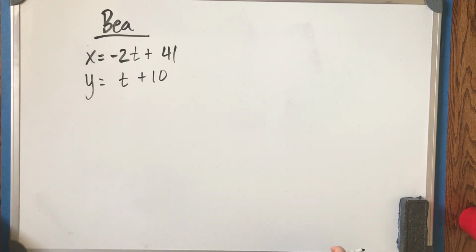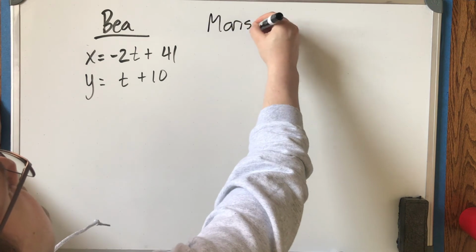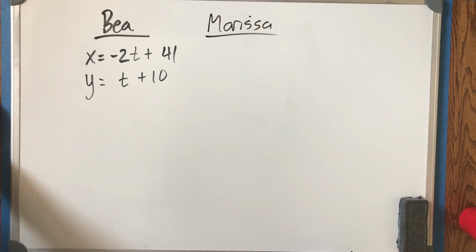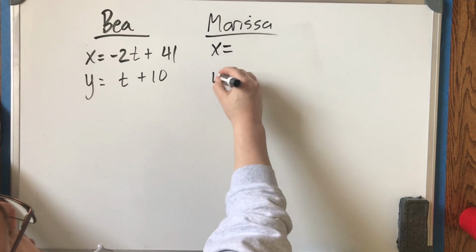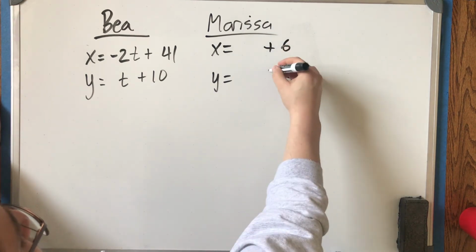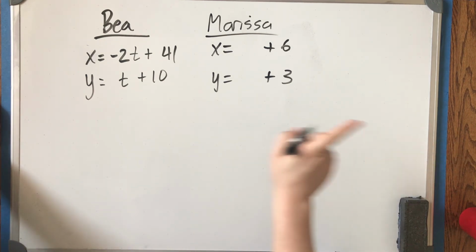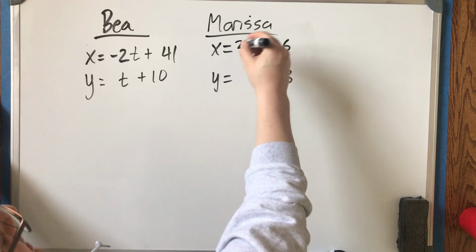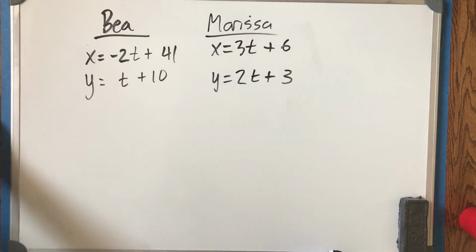Next, let's see, we have Marissa hiding in the bushes. That makes sense, definitely. So Marissa hiding in some bushes at the x and y values of 6 and 3. So let's just start off by writing those 6 and 3, both positive. And when she sees Bea, she starts moving 3 feet east, okay, which is in the positive direction. So that's going to be 3 times t, and 2 feet north, so 2 positive.